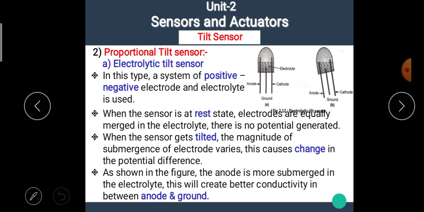Let's see once again. Here we can see that the sensor is at rest position, and the anode and cathode are equally submerged in the electrolyte. Hence, there is no potential difference between them. But when the sensor gets tilted in this direction, the anode is more submerged than the cathode. Hence, the potential difference between anode and ground increases.